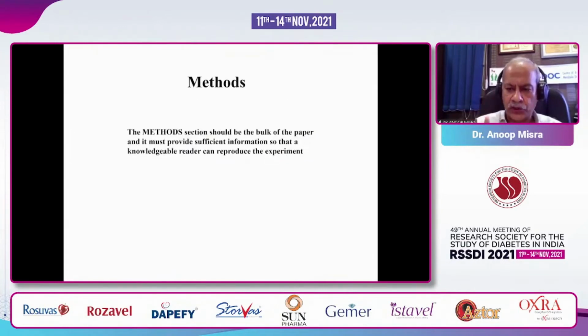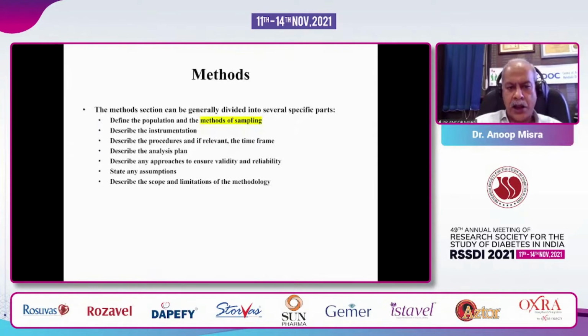The method section is so important that when I start reading a paper, I start reading the method first. And in this, you must do a number of things. Define the population, define the method of sampling, describe the various instruments that you have used in this particular sampling or research, describe the procedures, time frame.